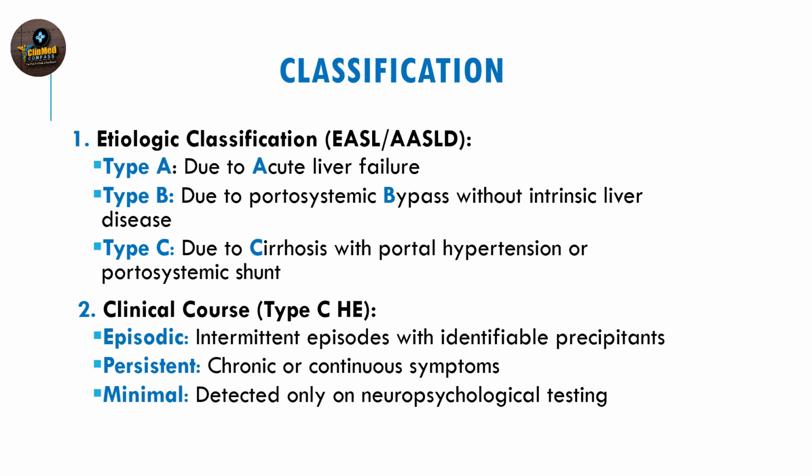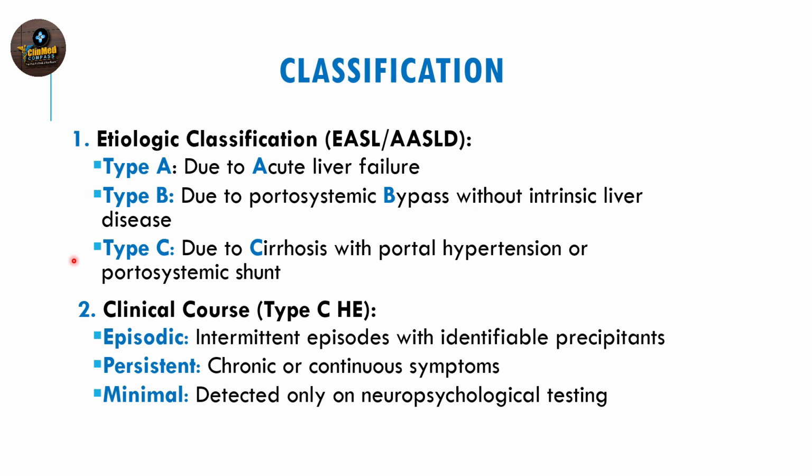Hepatic encephalopathy is classified in various ways. Most important is the etiological classification into type A, type B, and type C. Type A is that which is associated with acute liver failure. Type B is that which is due to portosystemic bypass without intrinsic liver disease. And type C is that which is associated with cirrhosis and portal hypertension or shunting.